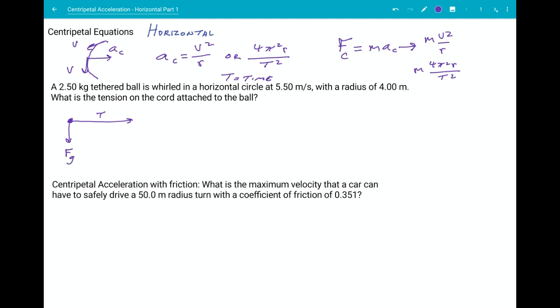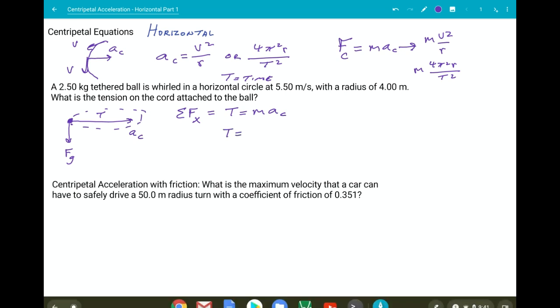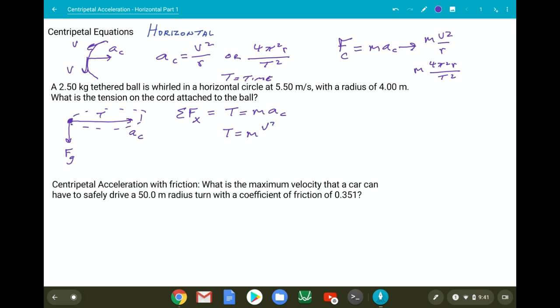But this is a horizontal circle, so let's just sketch that so you get an idea. It's just a horizontal swirling around. Well, there are no other forces in the x direction other than centripetal acceleration and the tension. So the net force in the x direction for horizontal is T equals mass times centripetal acceleration. All we have to do is just write our variables first, as always. So centripetal acceleration, velocity squared over r.